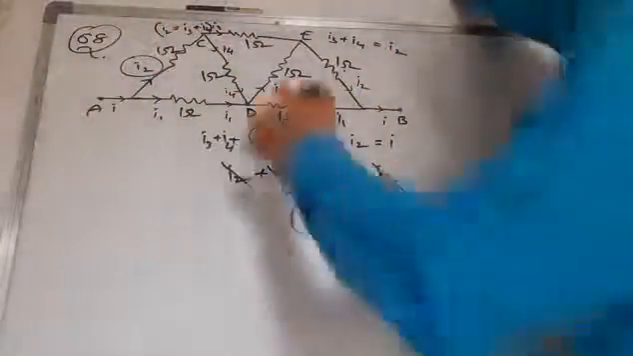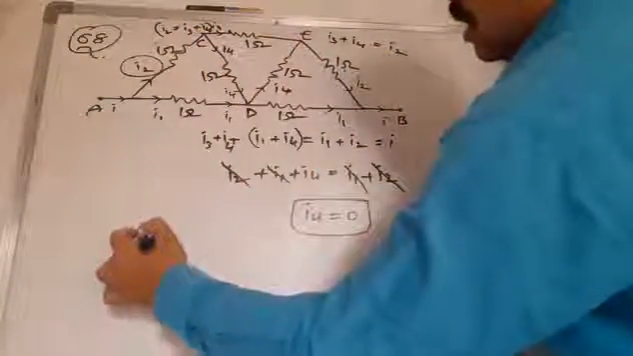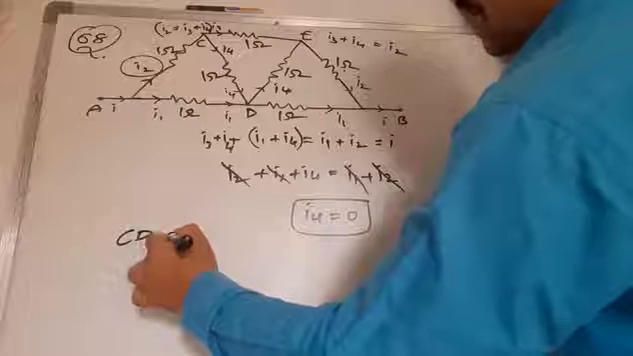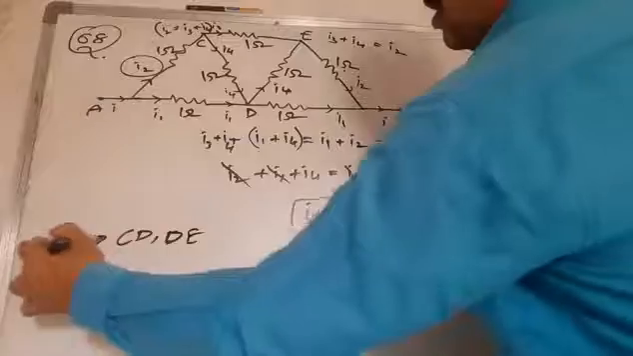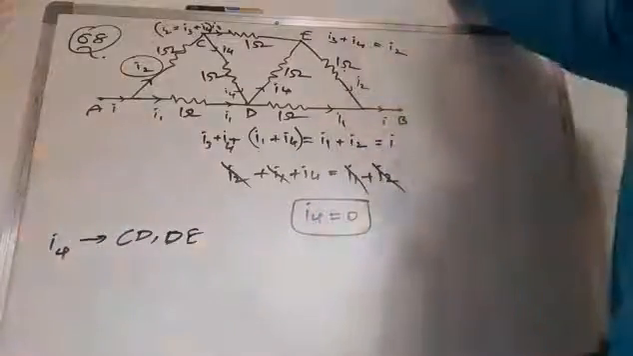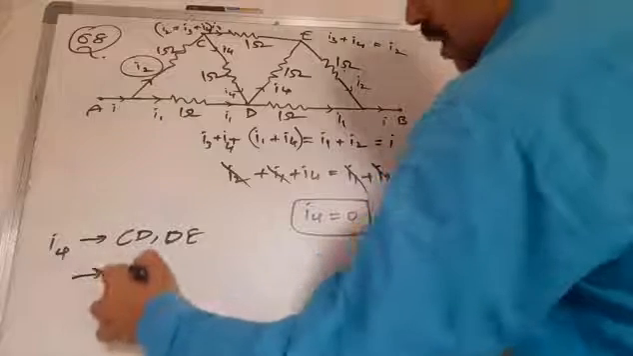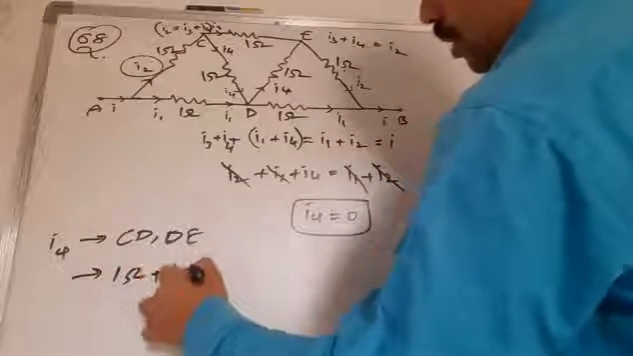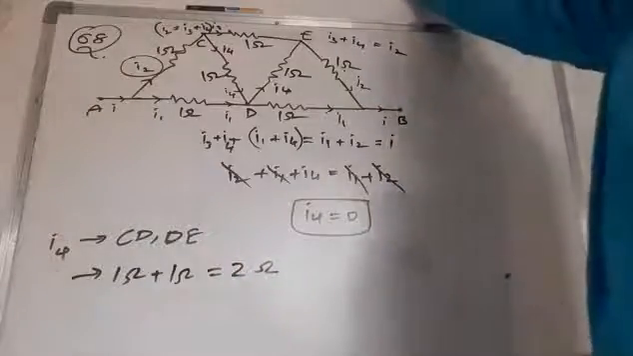If you see CD and ED, both are in series. CD and DE are in series because the same current I4 flows through them. So we get 1 ohm plus 1 ohm, that is equal to 2 ohms.